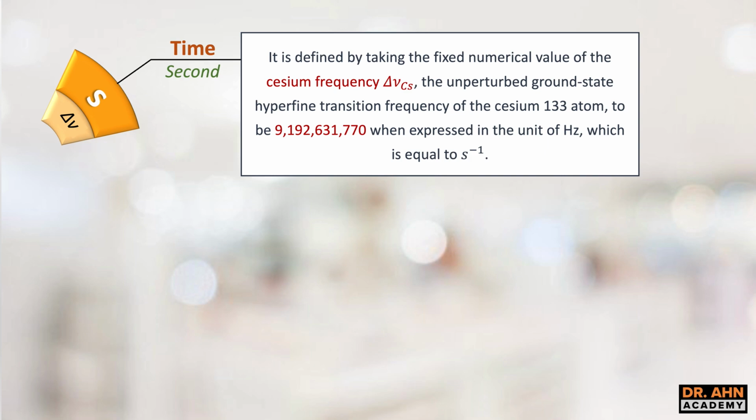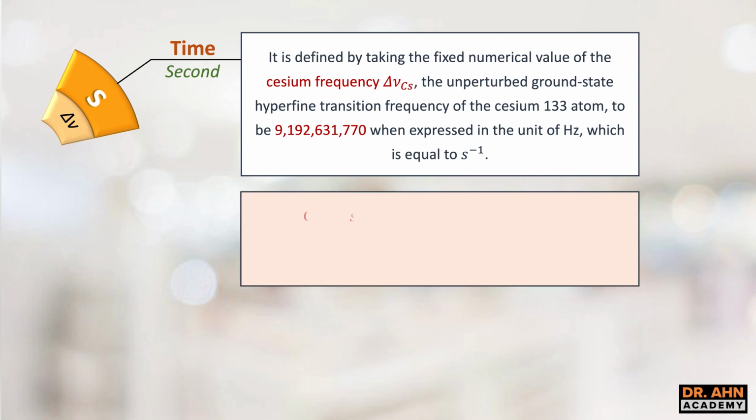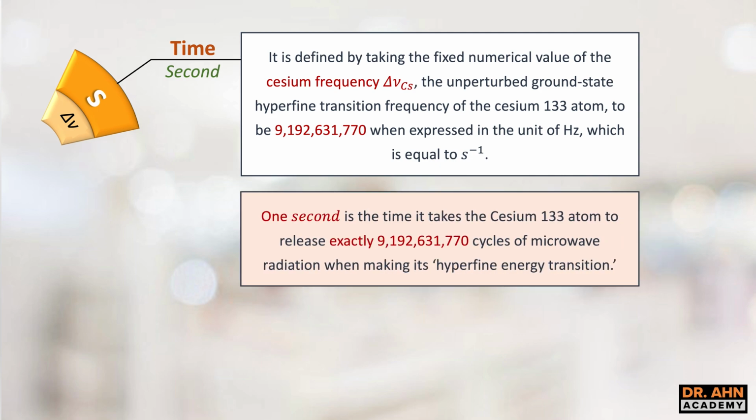Well, if you understand what they're talking about here, I admire you. But for most of us, here is a more down-to-earth definition. 1 second is the time it takes the cesium-133 atom to release exactly this number of cycles of microwave radiation when making its hyperfine energy transition.